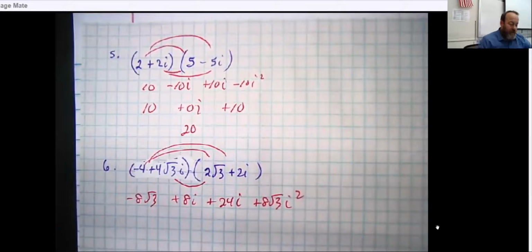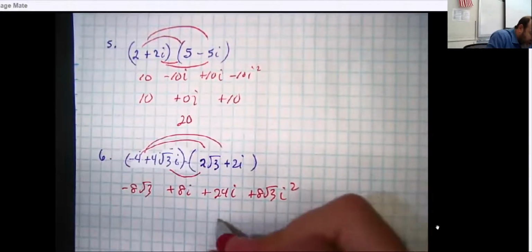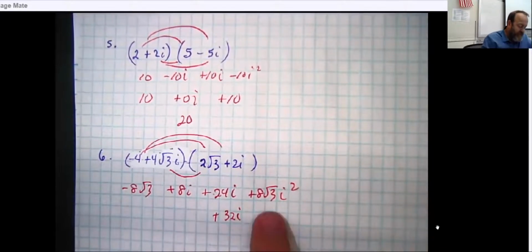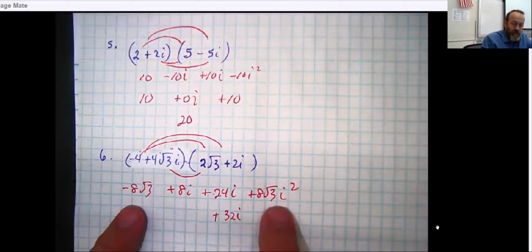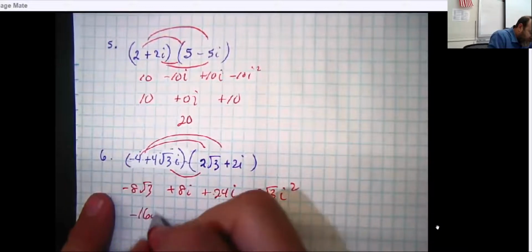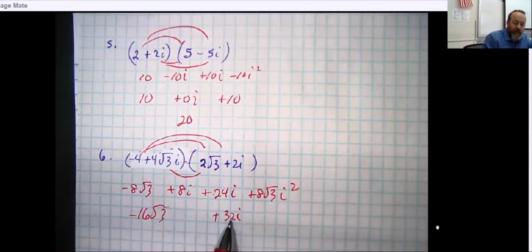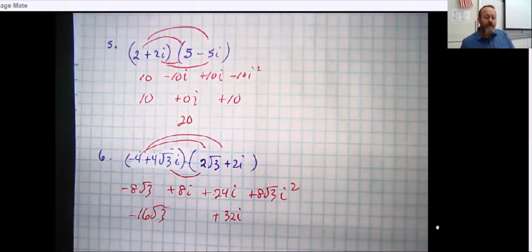Now, when we look at all of that, we can do a little bit of cleanup, and this would be a total of 32 i's because we have that. And right now, 8 roots of 3 i squared is actually negative 8 roots of 3, and another negative 8 roots of 3 is negative 16 roots of 3. And so this would be the result of multiplying that out. And that's kind of the way you were taught to do that back in your Algebra 2.